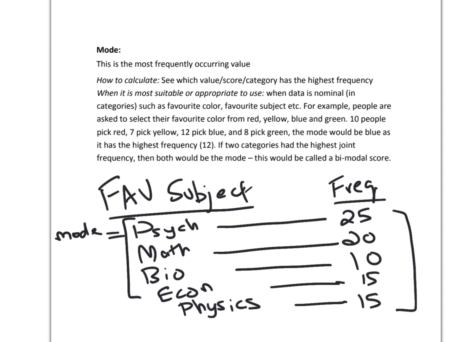Now, when do we use the mode? When is it most appropriate? It is used for data that is nominal. Now, nominal means in categories. So just like over here, these are categories of data.